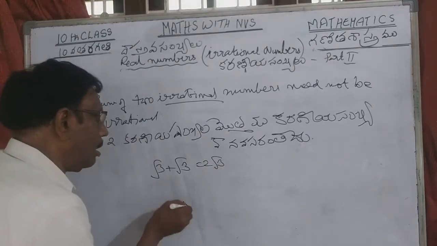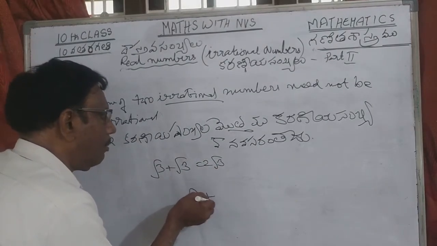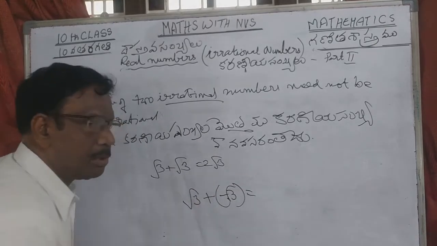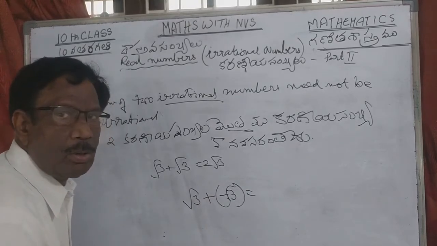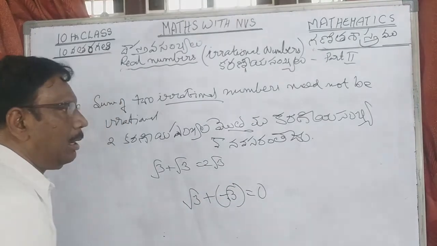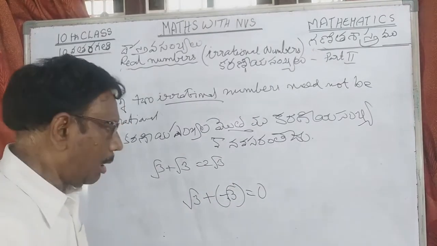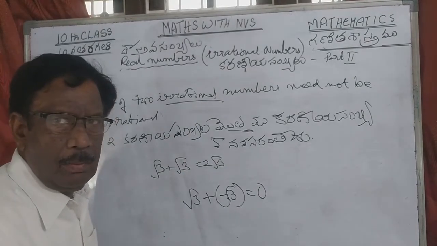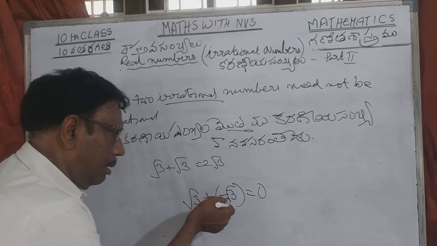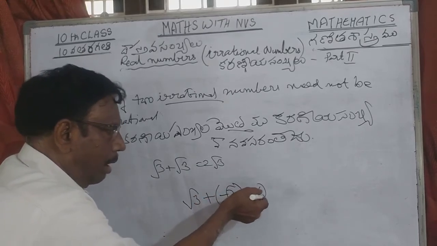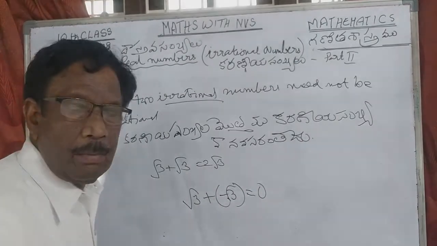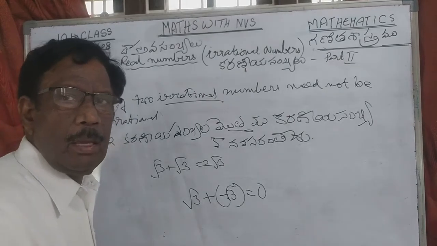But in some cases, I write root 5 plus root 3 minus root 3. See, what is plus root 3? What is minus root 3? It is 0. మళ్ళీ ఇది కరణీయ సంఖ్య, అది అకరణీయ సంఖ్య. తెలుసుగా, this is irrational, this is also irrational, but the answer is rational. At times the sum may be irrational or it may be rational.